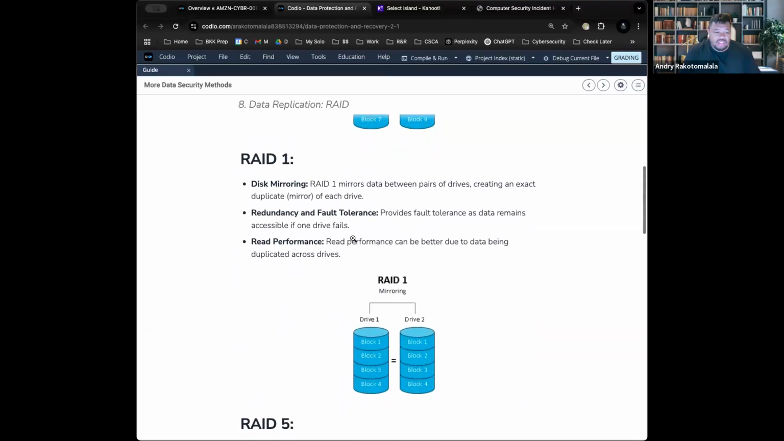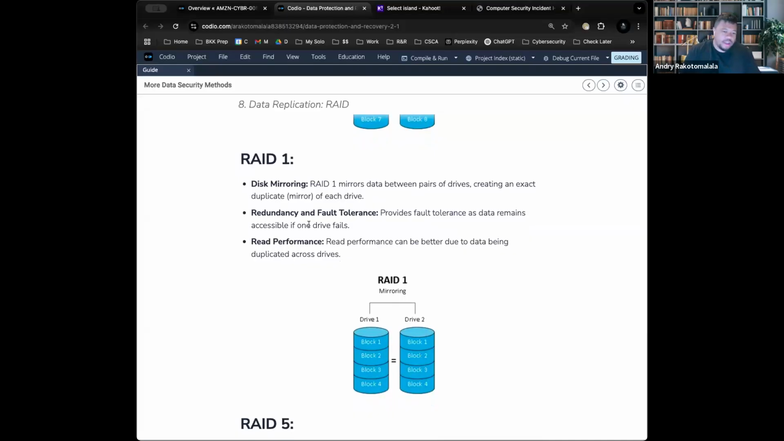And then there is RAID 1, which is called striping with parity. Sorry, RAID 1 is mirroring. My apologies. RAID 1 is mirroring, and that just means that it creates an exact copy on two or more disks. That's all it means.